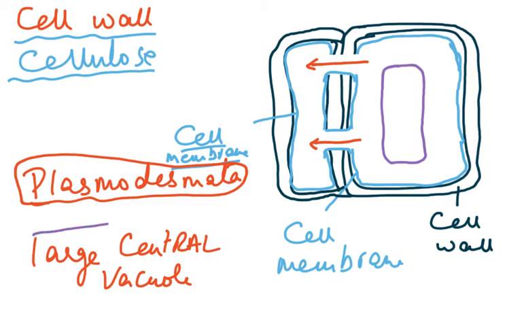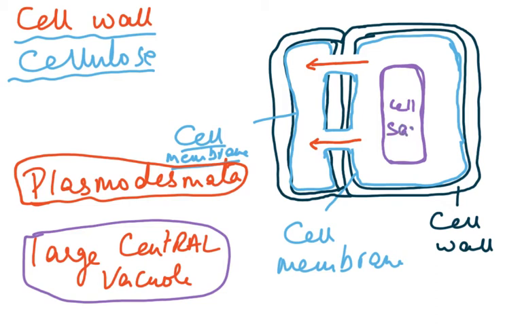Then we have the large central vacuole, which is present only in plant cells, and inside it is called the cell sap. Outside here we've got the cytoplasm, and inside the vacuole is the cell sap. So the cell wall is made up of cellulose, and the plasmodesmata are cytoplasmic threads. If water moves through the plasmodesmata, it's not osmosis, because for the definition of osmosis, it has to pass through a partially permeable membrane.